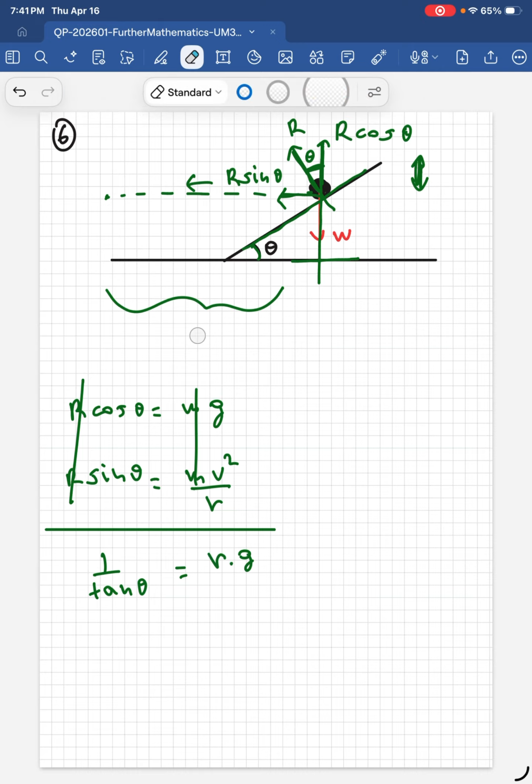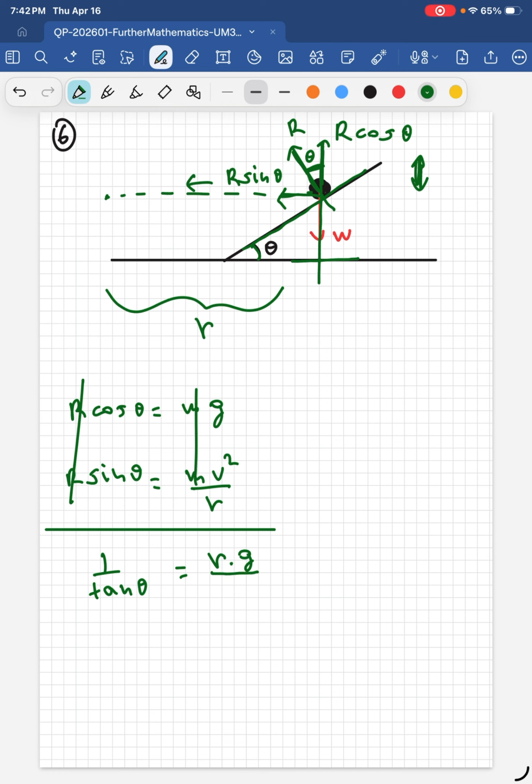By the way, let's name this r. I named it capital R earlier, but it can confuse you with R, the reaction force. So r is the radius of the curvature. And so it's r times g over v squared. I hope I didn't go too fast, but what I did is that we have g over 1 divided by v squared over r. So this is equal to r times g, times, over v squared.